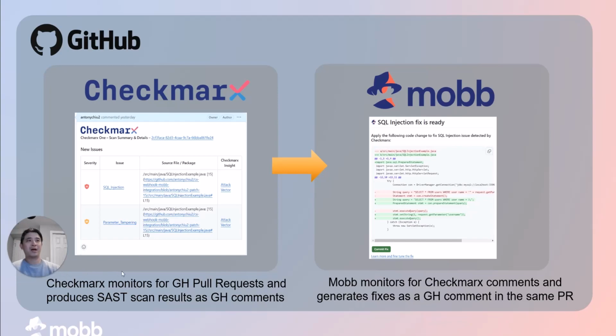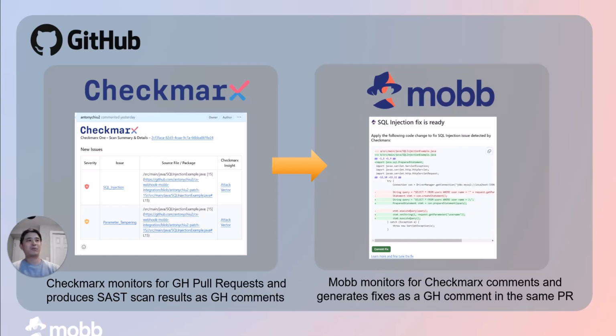If there are issues found, I want them to be displayed as GitHub comments, just like what you're seeing here. And once an issue is being displayed, I want Mobb to then be able to monitor for these issues and generate fixes as another GitHub comment, all within the same pull request.